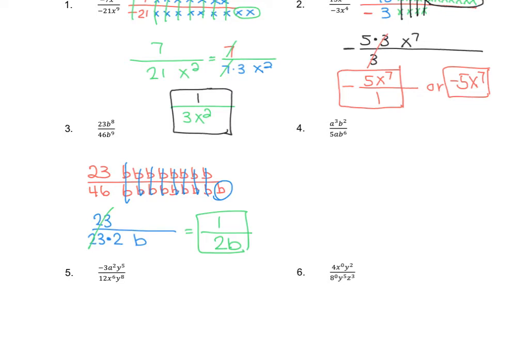All right, number 4. This looks a little bit different than the ones we've been doing. There's a couple letters there. There's not a double coefficient. You only have a coefficient on the bottom. So let's do it. All right, I put my division line there.